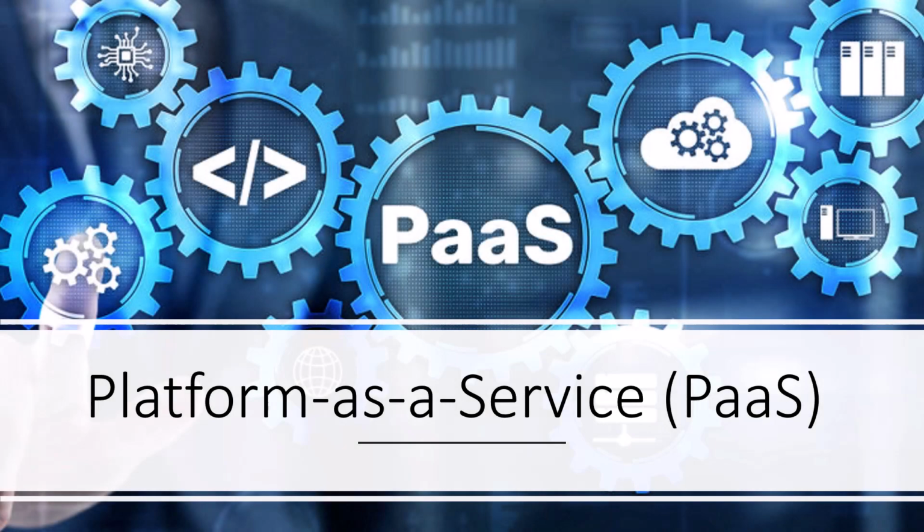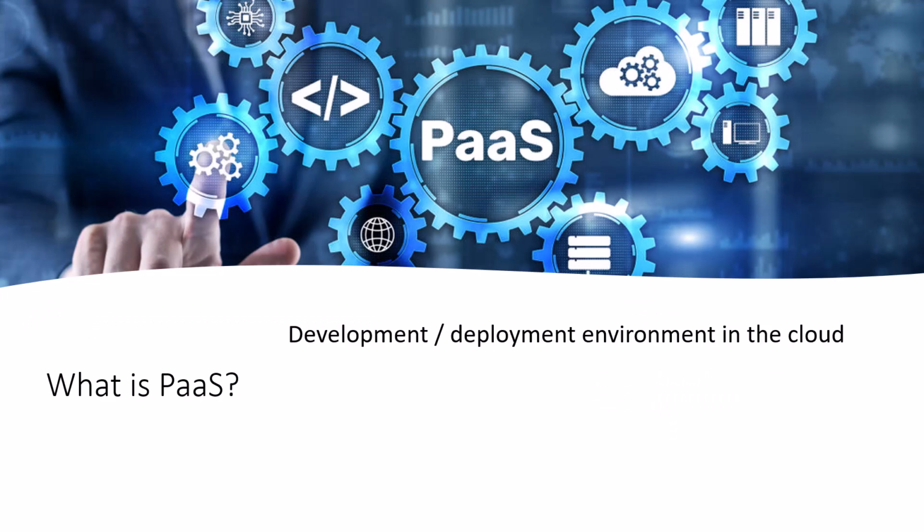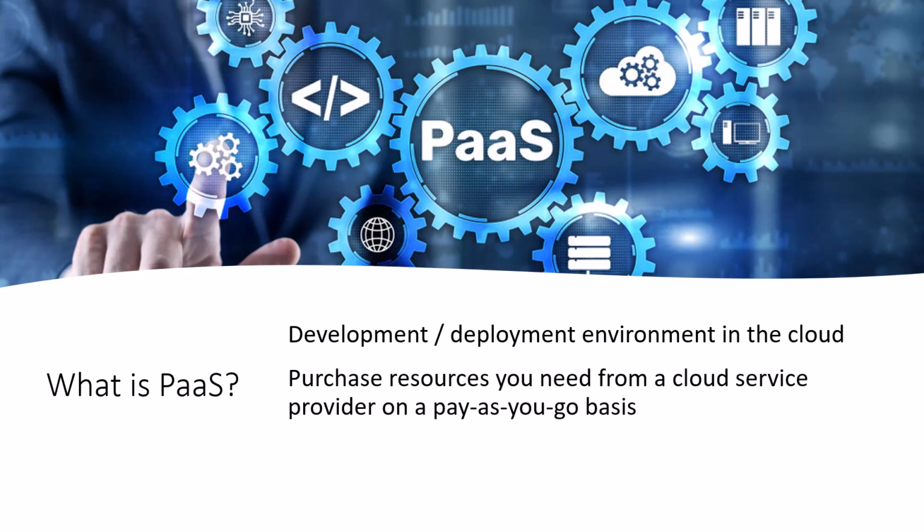Now, Platform as a Service, or PaaS, is essentially a complete development and deployment environment that exists in the cloud. Basically, it provides resources that allow you to deliver things like simple cloud-based apps and even sophisticated cloud-enabled enterprise apps. When you leverage Platform as a Service, you purchase the resources you need from a cloud service provider. In this case, that would be Microsoft Azure, and you purchase them on a pay-as-you-go basis. You then access these resources over a secure internet connection.